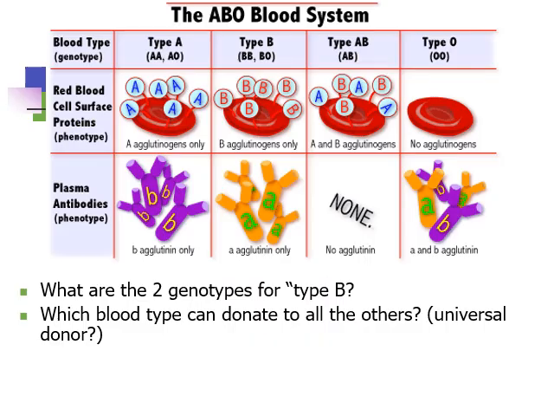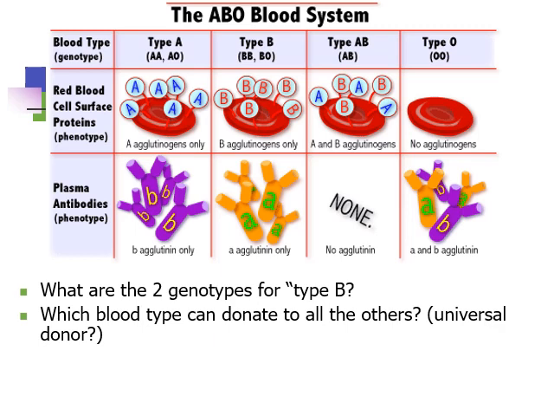So here's a chart that we looked at earlier this year just to remind you of what those different blood types look like. For our first question here, what are the 2 genotypes for type B blood? For type B blood, you could either have an I with a capital B and an I with a capital B, or you could have an I with a capital B above it and then a lowercase i with nothing above it. Those are your 2 possible genotypes for type B blood.